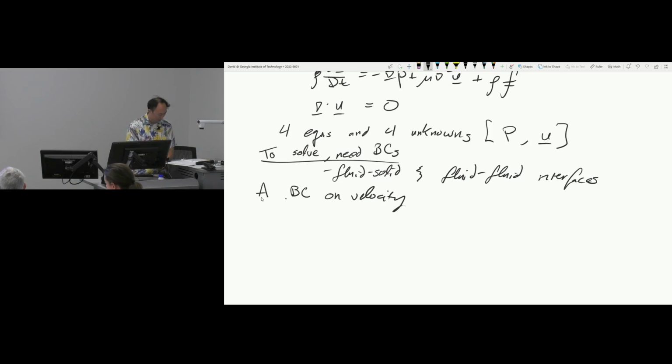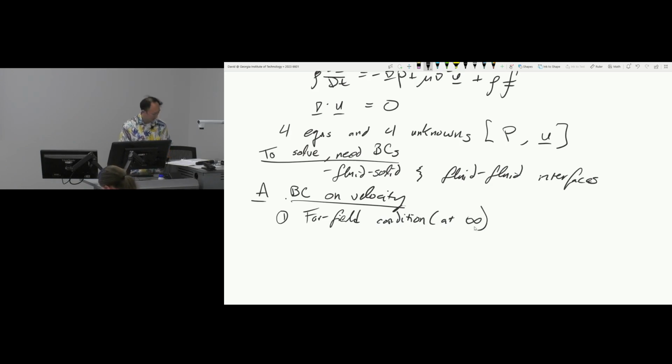All right, so we're going to talk about boundary conditions on velocity, and then we're going to talk about boundary conditions on the stress. So let's start with the ones that you're probably most familiar with. Okay. So there's something called a far-field condition. This is at infinity.